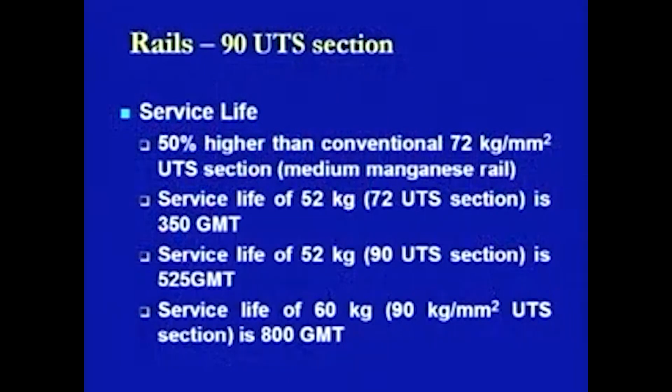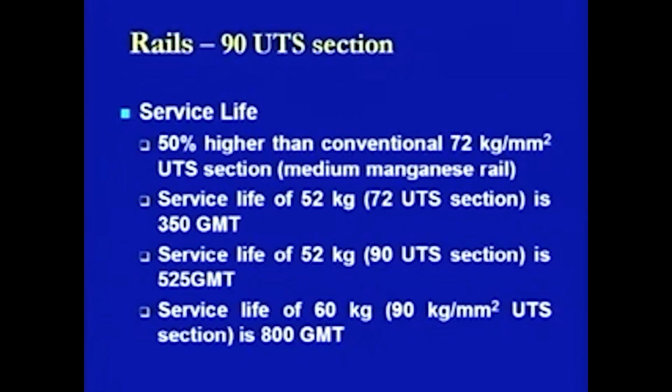Then the next advantage of the 90 UTS rail section is its service life. The 90 UTS rail section has 50% higher service life as compared to the conventional 72 kg per mm square UTS rail section. So, this is another aspect which has a long term effect in terms of maintenance, the periodicity of the maintenance, or the replacement requirements of the rail sections.